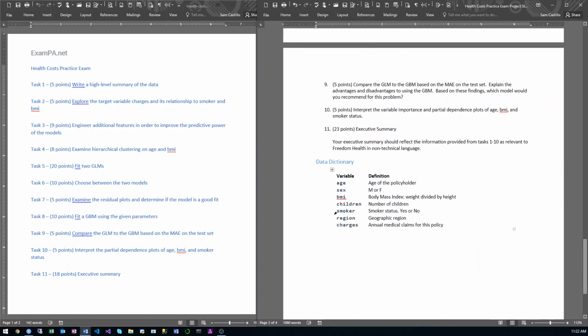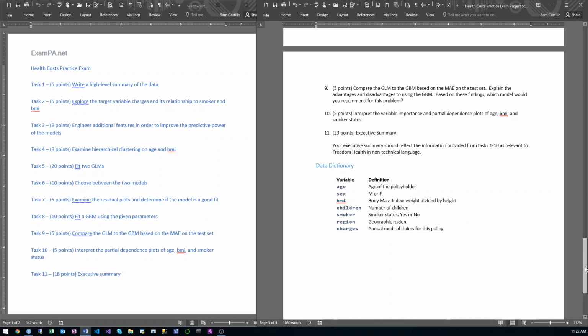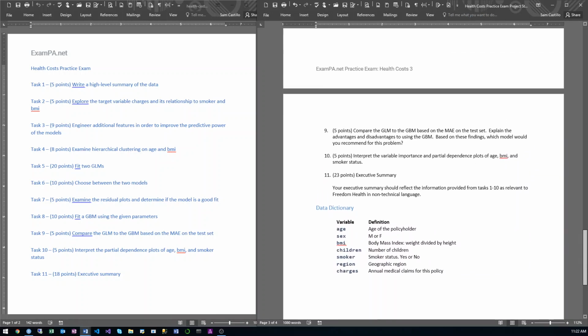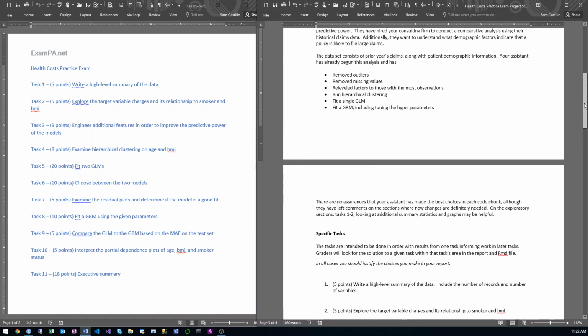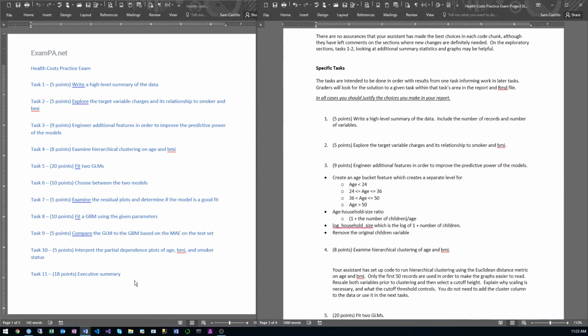Here's the data dictionary. There are only 1, 2, 3, 4, 5, 6, 7 variables. And so this looks like it will be straightforward. There will not be a lot of time spent on the data manipulation and so forth. So let's get started on the specific tasks.